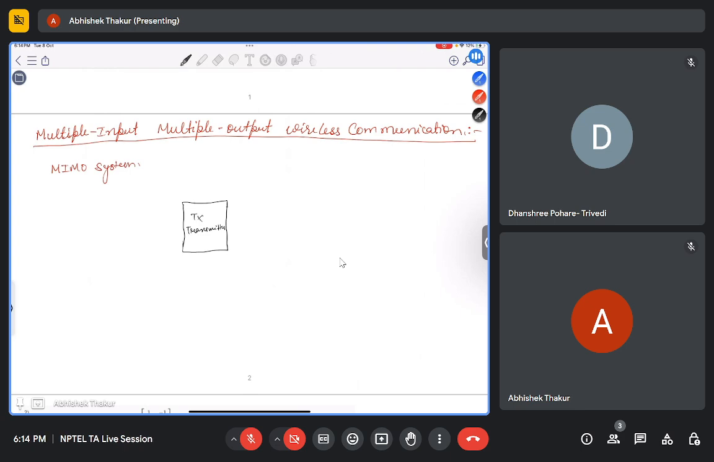Transmitter antennas are at the base station side. So there will be T transmit antennas and R receive antennas. So there are multiple inputs, like multiple transmit antennas, and multiple outputs, like multiple receivers. This is the RX receiver. The transmit antennas can transmit to any user, so multiplexing can be done.